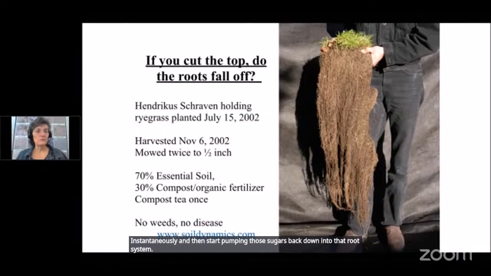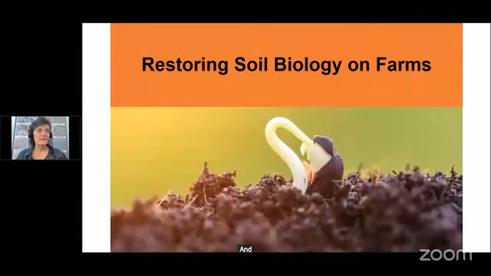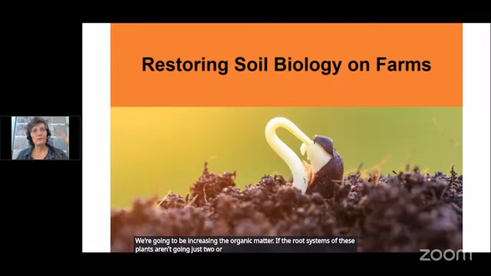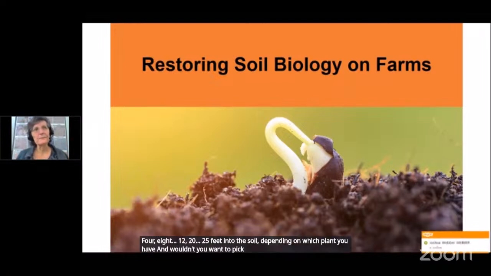No weeds, no diseases, no need to put on inorganic fertilizers, no need for pesticides. It's not going to be very expensive for you to grow plants. And maybe that's also where we're trying to get. As we grow these plants, we're going to be increasing the organic matter. If the root systems of these plants aren't going just 2 or 3 inches into the soil, but they're going down 4, 8, 12, 20, 25 feet into the soil, depending on which plant you have, and wouldn't you want to pick the most productive?